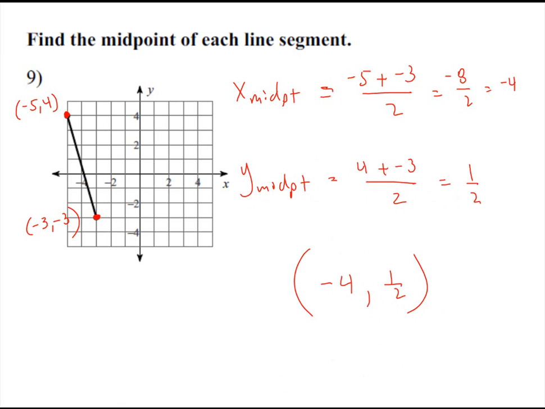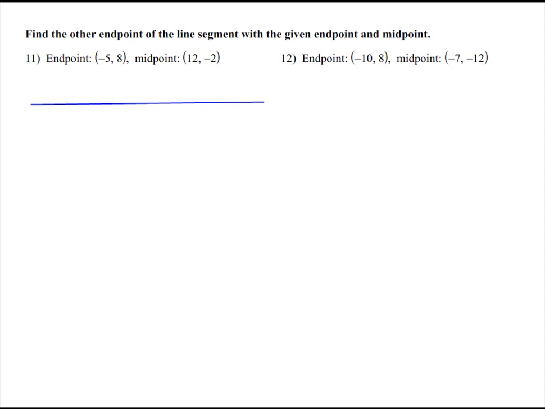Okay, so let's take a look at number 11 here. This problem's a little bit different because they want us to find the other endpoint. They actually give us one of the endpoints, and they tell us the midpoint, and we need to find the other endpoint. It kind of helps to draw a picture to make sense of this. So we know one of the endpoints, and the coordinates are -5, 8.